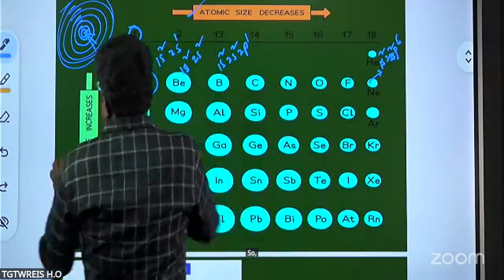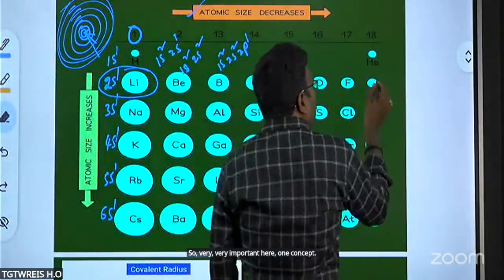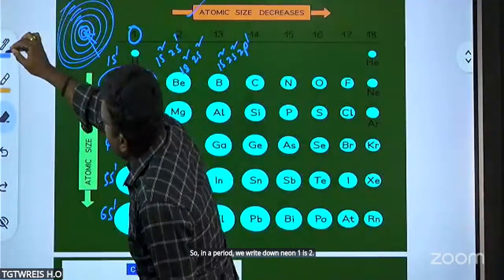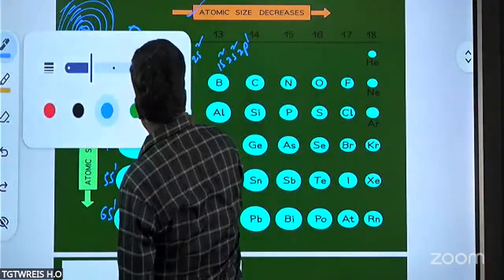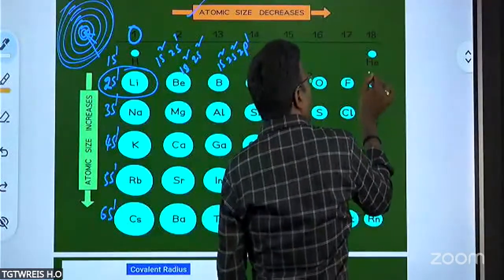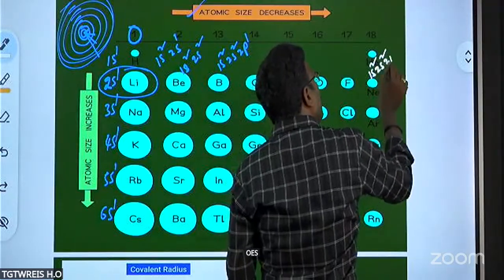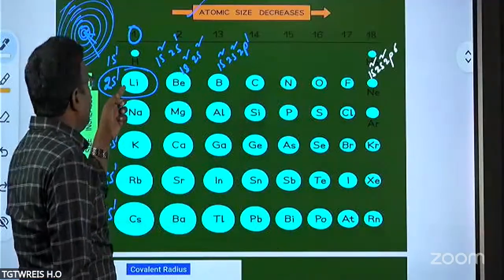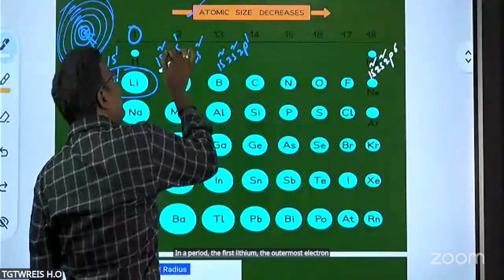So very, very important here, one concept. In a period, we'll write down neon: 1s2, 2s2, 2p6. In a period, the first element, lithium, its outermost electron enters the second shell, right?